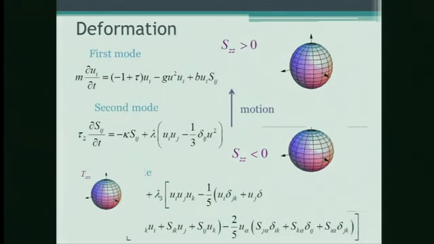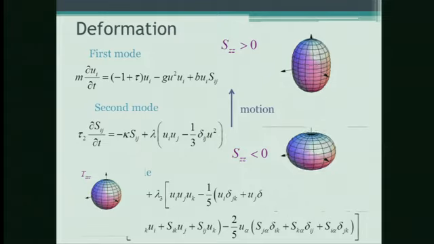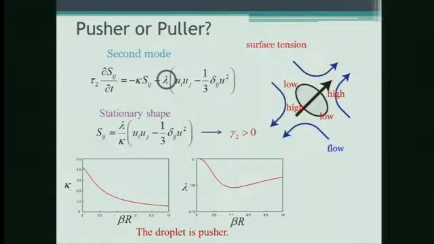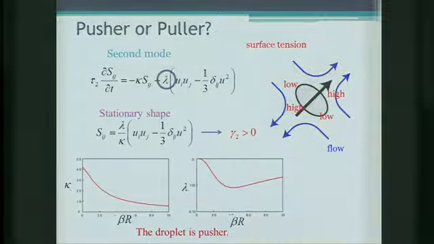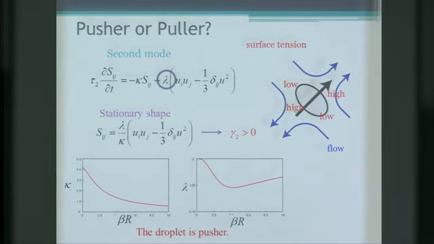And the second mode, as I mentioned, this is the shape of the second mode, and this is the third mode. And the interesting thing is that we are interested in gamma 2. What is gamma 2? Gamma 2 is associated with the shape of this droplet, and this shape of the droplet is actually determined by the sign of this term.